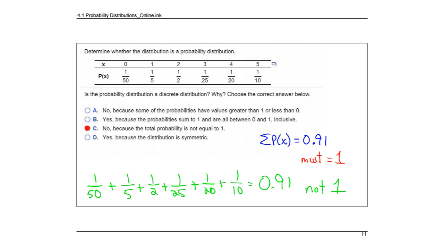But if you put that in your calculator and add those up inside your Casio, you get 0.91. That is not going to work. Those probabilities need to sum to 1. This one does not, and so we're going to say no, it is not a probability distribution.